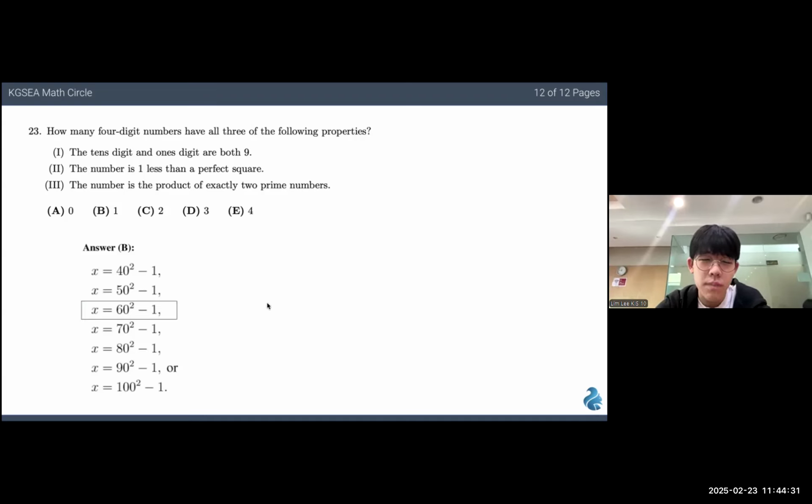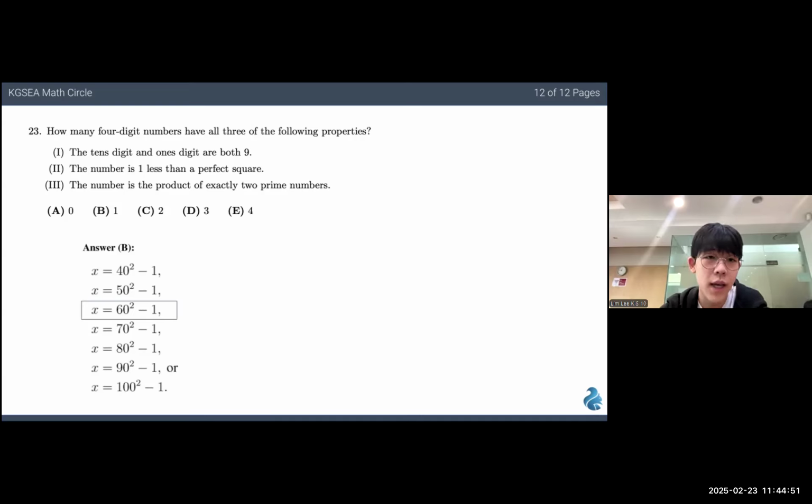When we do, because 40 squared minus 1 and all of these values of x is a difference of squares, we can understand that x's could be, for example, 40 squared minus 1, which is equal to 39 times 41, 50 squared minus 1, which is equal to 49 times 51, and so on.